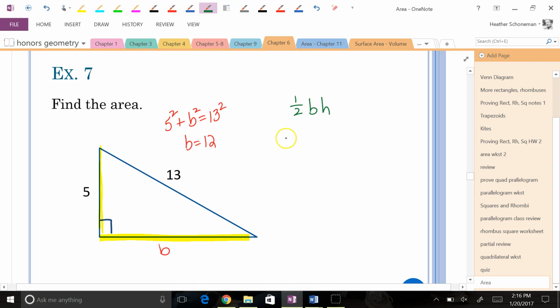All right, so now that I know all the facts, I'm going to plug it in. 1/2 times the base of 12 times the height of 5. Half of 12 is 6, and 6 times 5 is 30. This one doesn't have a label, so we're going to write units squared.